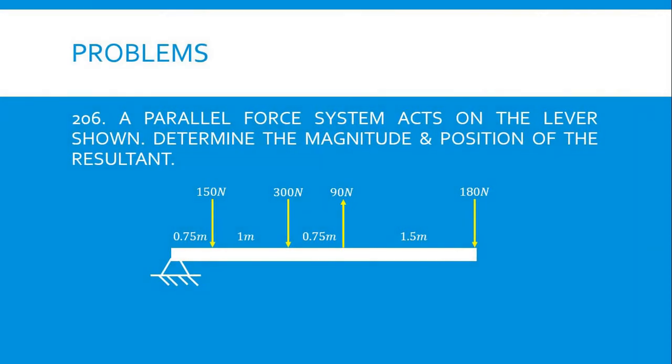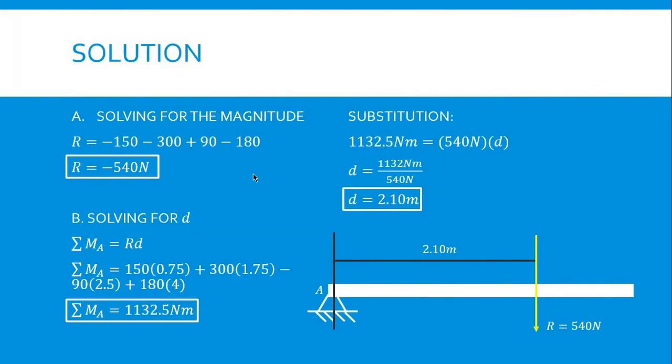According to the illustration, 150 Newton is going down, that makes it negative 150. 300 Newton is also going down, that makes it negative 300. 90 Newton is going up, that makes it positive. And 180 Newton is going down, that makes it negative 180. So the total resultant force in the lever is negative 540 Newton.